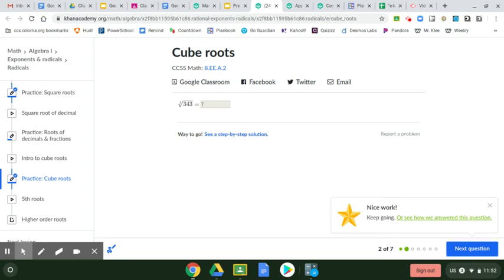If you're struggling with some of that mental math at all, nothing wrong with grabbing a calculator, whether it's the one on your Chromebook or the one on your phone. Hope that helps. Please give this Khan Academy a try.